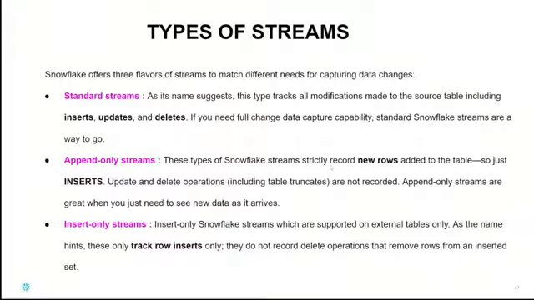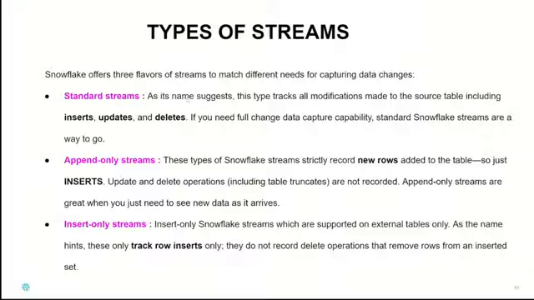Now let's look at the different types of streams we have in Snowflake. Currently, it has three flavors of stream to match different needs of data capturing inside Snowflake. The first we call a standard stream. As the name suggests, it tracks all the modifications that happen to your source table, including any inserts, updates, or deletes. So if you need any pipeline where you want to capture the full change data capture, then you could deploy a standard stream on top of your source table.